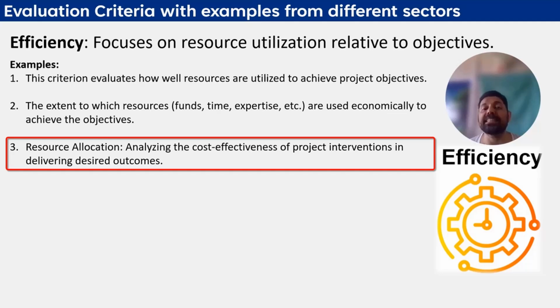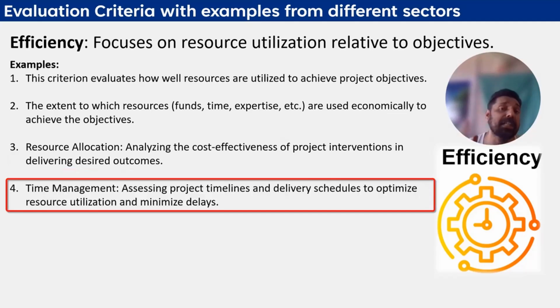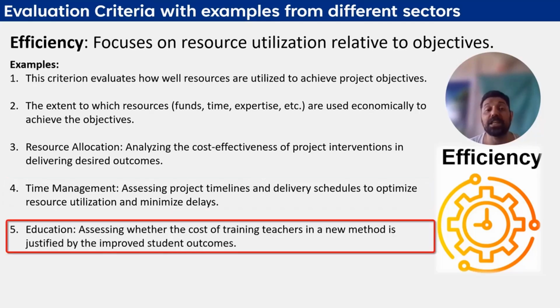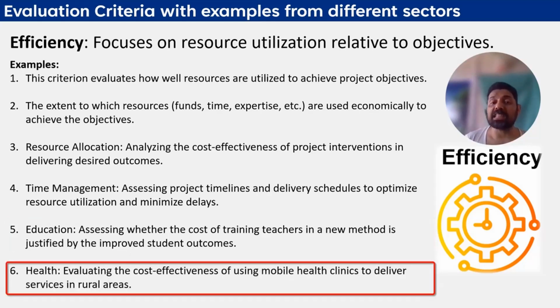Resource allocation, analyzing the cost effectiveness of project intervention and delivering desired outcomes. Similarly, time management, assessing projects' timeline and delivery schedules to optimize resource utilization and minimize delays. In education, assessing whether the cost of training teachers in a new method is justified by the improved student outcomes or not. Evaluating the cost effectiveness of using mobile health clinics to deliver services in rural areas.